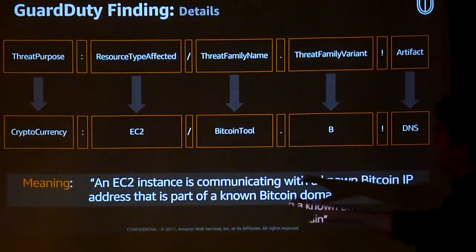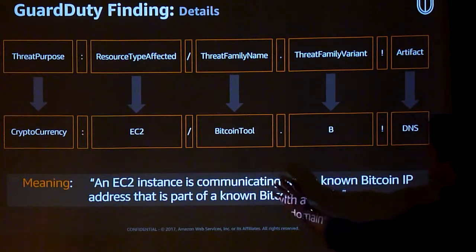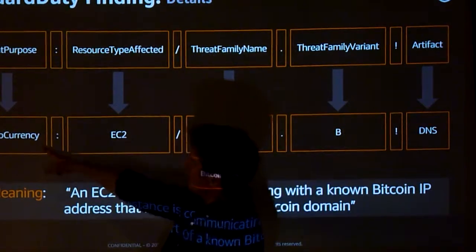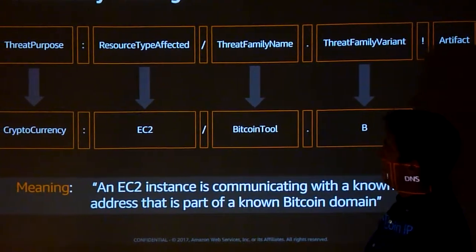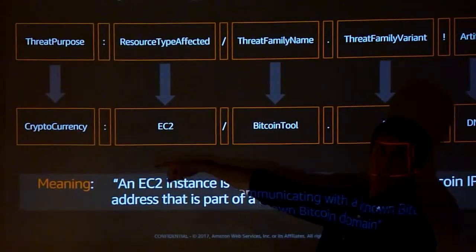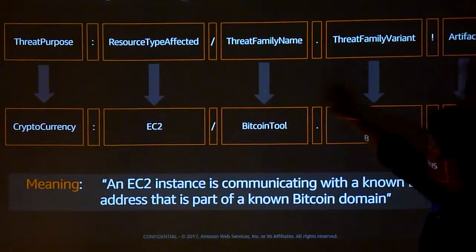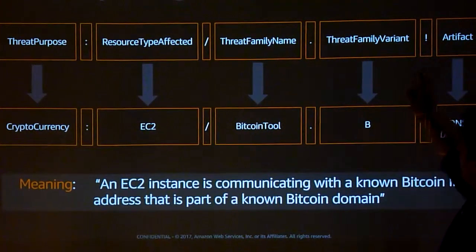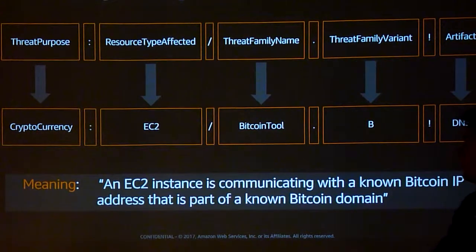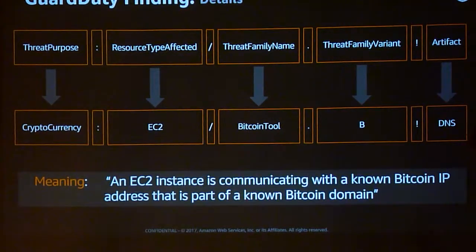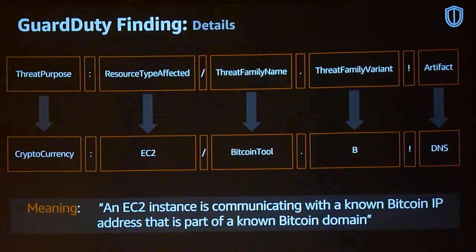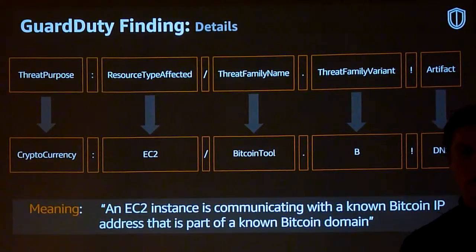This is the breakdown of all of the different components in a threat. So it's the threat purpose. Take this example, cryptocurrency, resource type affected, EC2 or IAM, threat family name, Bitcoin tool. We'll have various variants of threats over time that we'll report on. This is threat ID. And the artifact means that a particular service was involved, DNS. So this is just an EC2 instance making a DNS query for a Bitcoin domain.